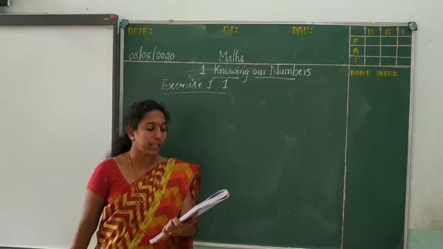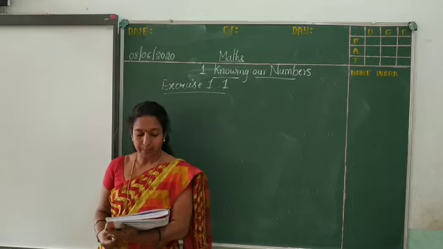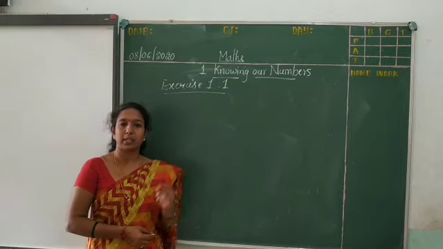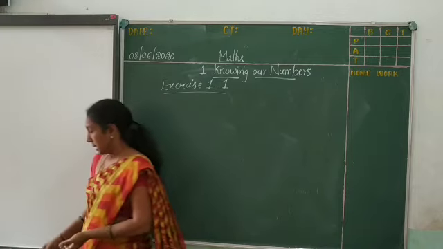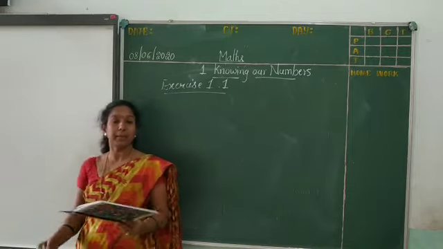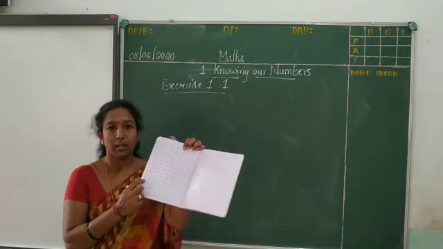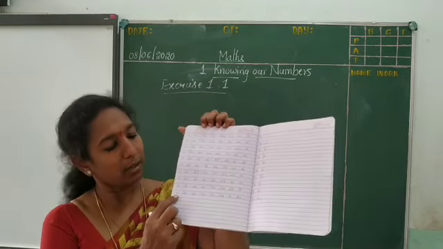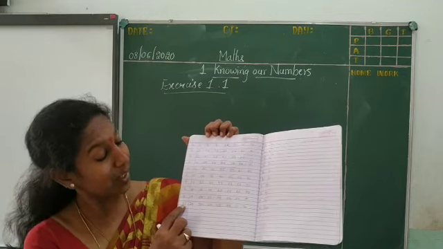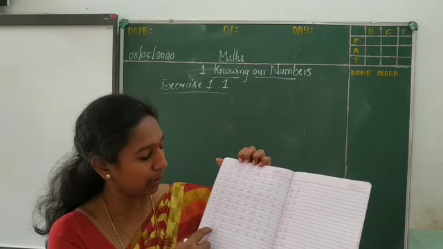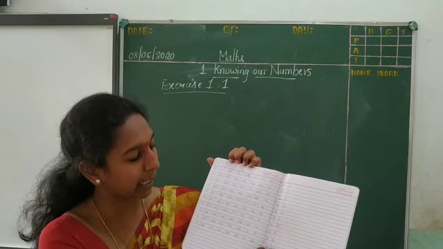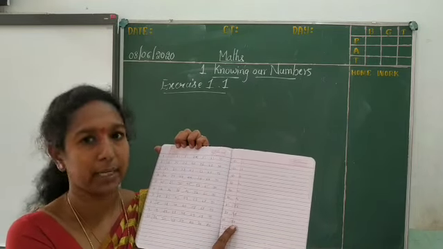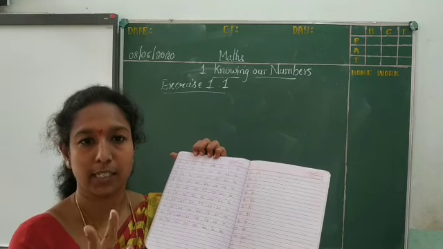Next, second: how many 2-digit numbers are there in all? In numbers, there are many numbers, correct? It starts from the 1-digit numbers, that is 1, 2, 3, 4, 5, 6, 7, 8, 9. Next will come 10. 10 is the beginning of the 2-digit numbers. So 2-digit numbers are 10, 11, 12 up to 20, 30, 40, 50, 60, 70, 80, till 99. Till 99 they are 2-digit numbers. It is not 100. 100 is a 3-digit number.